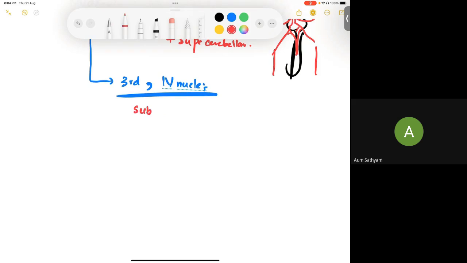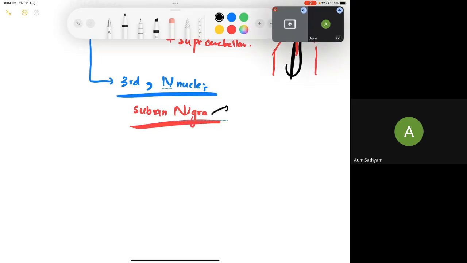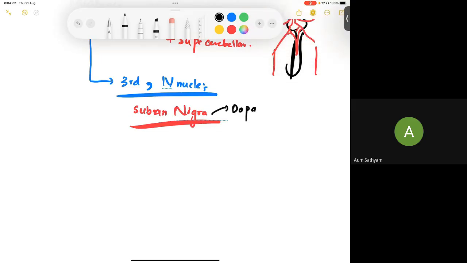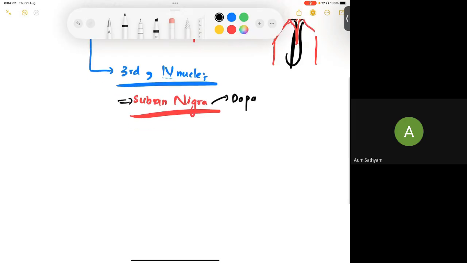Substantia nigra. Do you guys remember what the substantia nigra was? I told you yesterday: pars compacta, pars reticulata. It's going to secrete dopamine on the D1 and D2 pathway of your basal ganglia. Do you guys remember? So the substantia nigra is going to be present within the midbrain. What else? Red nucleus.